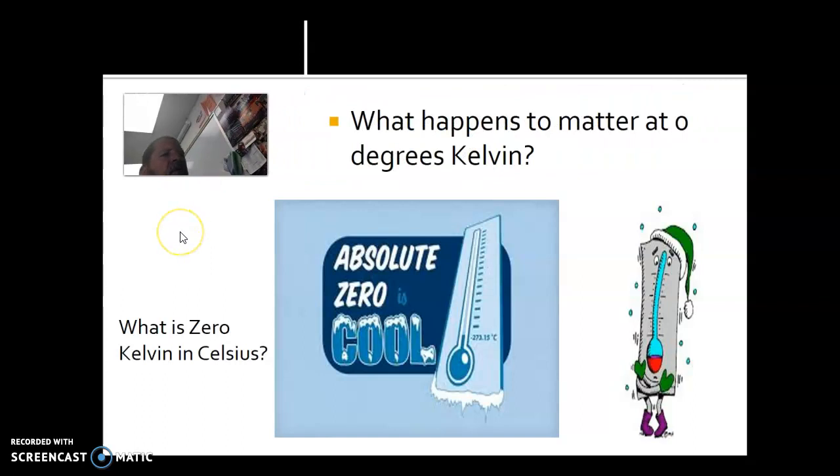0 degrees Kelvin is when we say that all matter ceases to move. That's what's called absolute zero. And 0 degrees Kelvin is negative 273 degrees Celsius. It's like 0 degrees Celsius is 273 degrees Kelvin, excuse me.